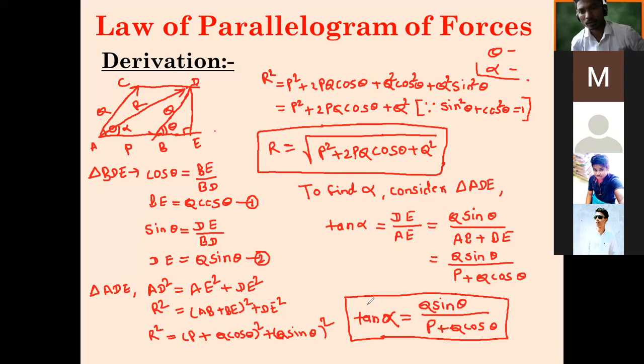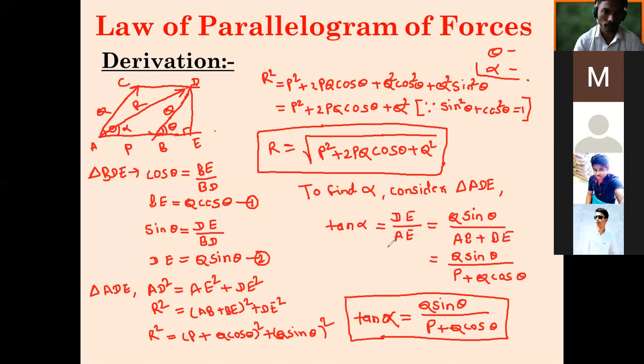We completed triangle DBE. Then we applied cos theta and sin theta and found two equations. Our aim is to calculate R, so we considered triangle ADE, in which we applied the Pythagoras theorem. Then, applying trigonometry, sin square theta plus cos square theta is equal to 1. Finally, we came to the conclusion that R is equal to under root P square plus 2PQ cos theta plus Q square. And then how did we find alpha?